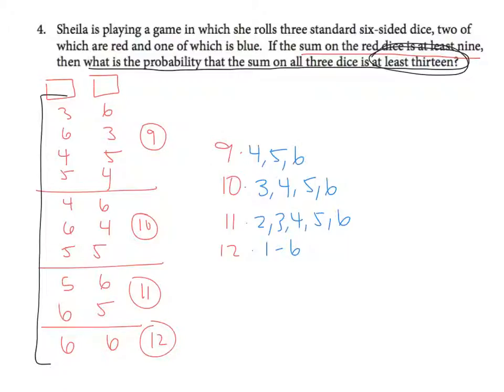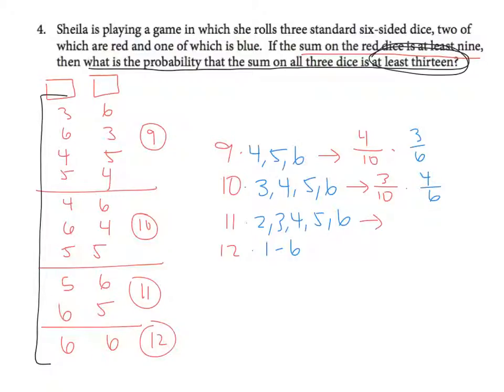So I need to figure out what these probabilities are. The probability of getting a 9 on those red, there's 4 possibilities out of the 10 total that I listed. And then I want to multiply that by the probability of getting a 4, 5, or 6 on the blue, which is 3 out of 6. There's 6 possibilities on the blue, 3 of them are the ones I'm interested in. Now the probability of getting a 10 on that red is going to be 3 out of the 10 options listed. The probability then of getting a 3, 4, 5, or 6 on the blue is 4 out of 6.